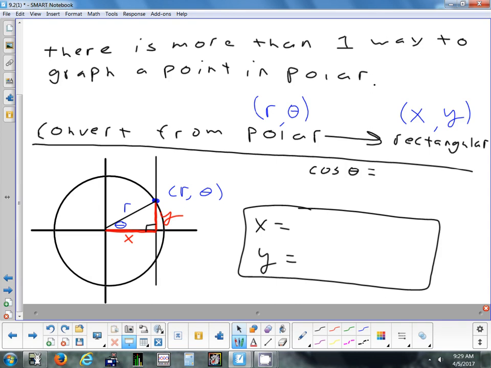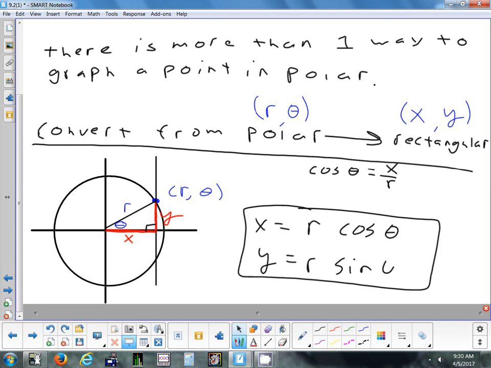So if I write cosine of theta, that would equal what over what? X over r. Yep, it would be x over r. And now I want to get x by itself so I can get a formula for it. So how would I move r to the other side? Multiply by r. So what would x be? r cosine theta. So if you have a point in polar and you want to convert the r and the theta into an x, take the cosine of the theta and then multiply by r. That's the x. And how about the y? y is r sine theta.